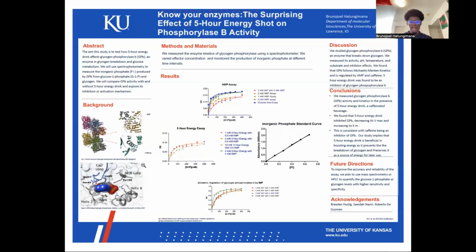To conclude, our study implies that 5-hour energy shot is beneficial in boosting energy as it prevents the breakdown of glycogen and preserves it as a source of energy in the muscle for later use. To improve the accuracy and reliability of the assay, we plan to use mass spectrometry or HPLC to quantify the inorganic phosphate levels with a higher sensitivity and specificity, since the molybdenum method is known to produce inconsistent results due to the instability of the molybdenum blue complex.